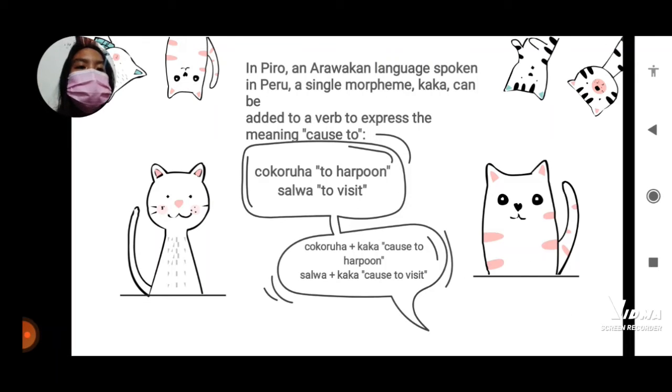In Piro, an Arawakan language spoken in Peru, a single morpheme kaka can be added to a verb to express the meaning cause to. Kokuruha means to harpoon, and salwa means to visit. Kokuruha plus kaka or kokuruha kaka, cause to harpoon, and salwa plus kaka or salwa kaka means cause to visit.